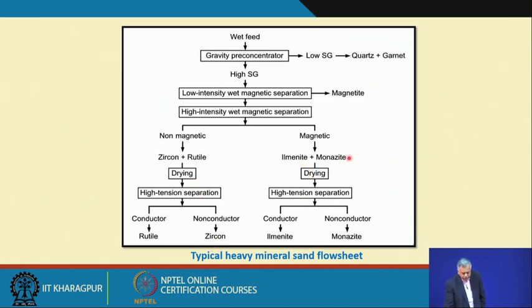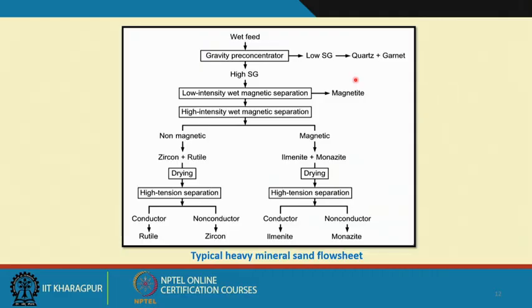Similarly, the ilmenite and monazite are the magnetic particles, and you dry it and put it into high tension separation, and you get an ilmenite and monazite separation. That is how you get rutile, zircon, ilmenite, monazite, magnetite, quartz and garnet all separated. This is only a simple representation; the actual flow sheet is much more complex than that. But here what I wanted to show is that you do not have any liberation problem, they are already liberated. So, you do not need a comminution circuit. Mineral processing separation does not always mean that you should have a comminution circuit.